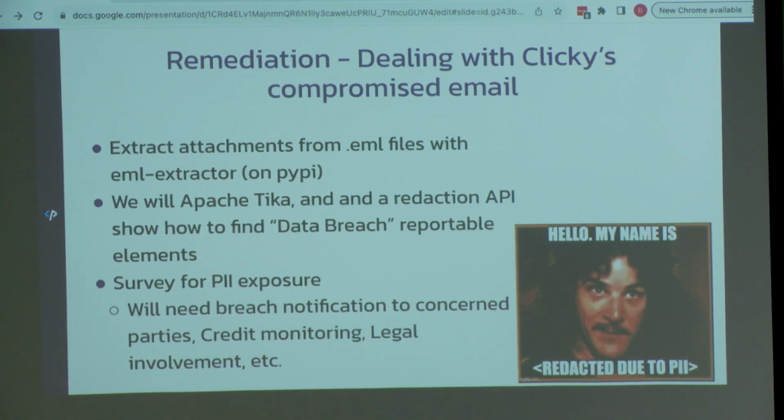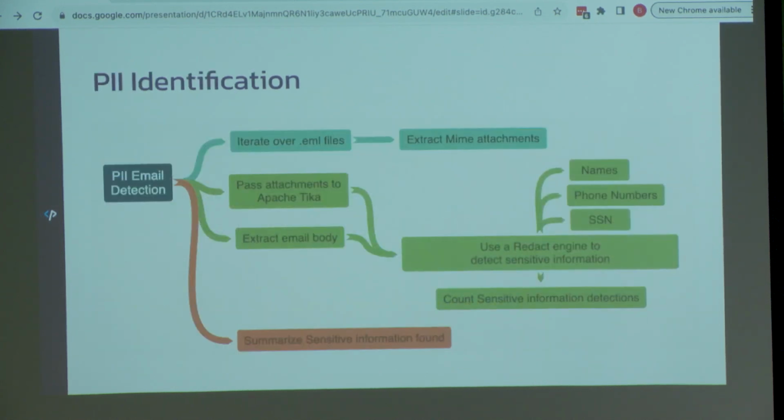So Apache Tika is a free open source project. You can send it PowerPoints, Excel documents, DocX, almost any, even some obscure file formats, and it'll give you plain text back. It can even OCR images. Here's some of the workflow. Just iterate over the emails, pass attachments to Tika, and then pass that to a redact engine, look for names, phone numbers, and social security numbers for this demo. You can look for credit cards, you can look for tokens, you can look for a lot of other formats.